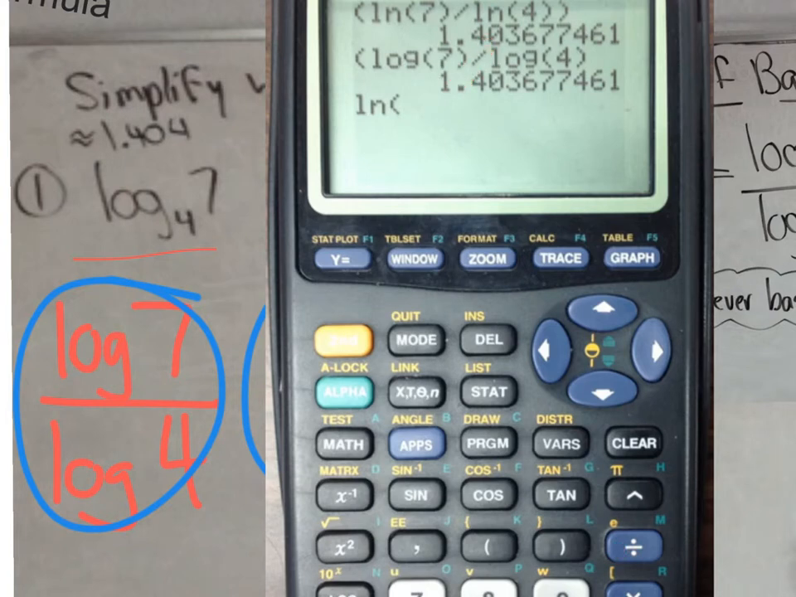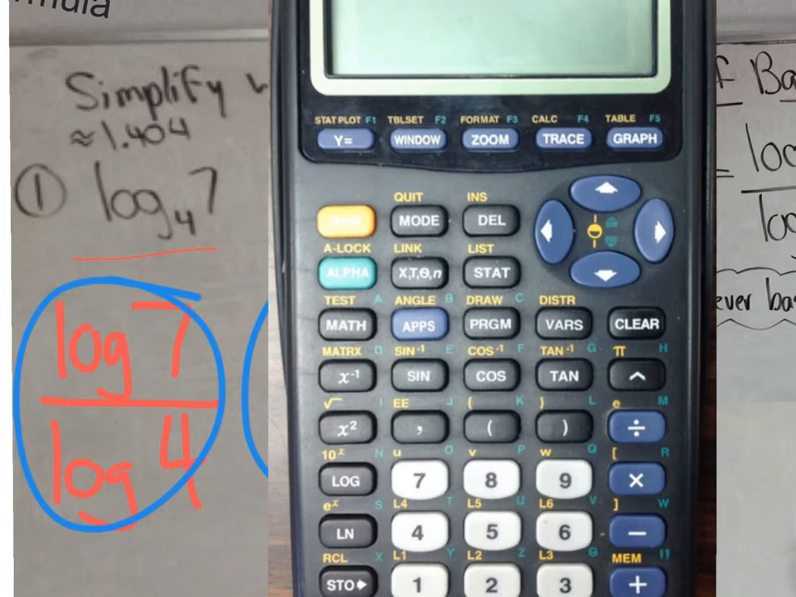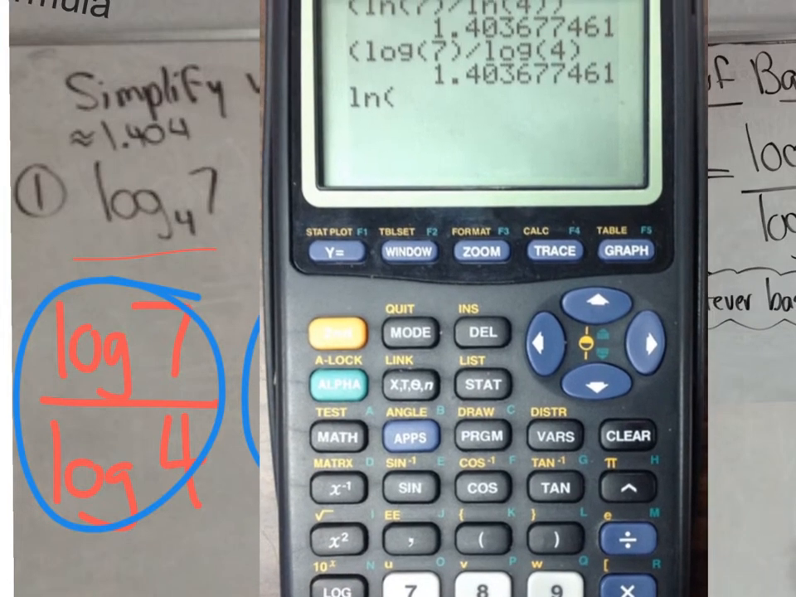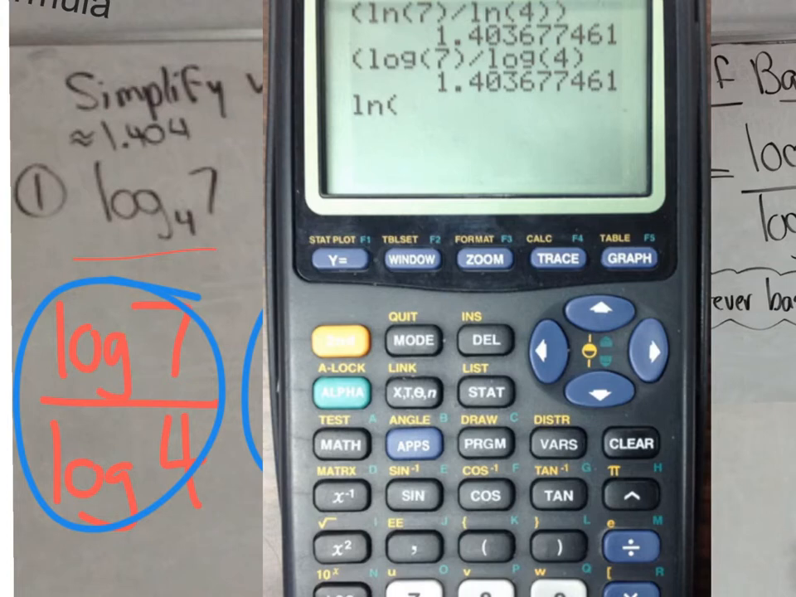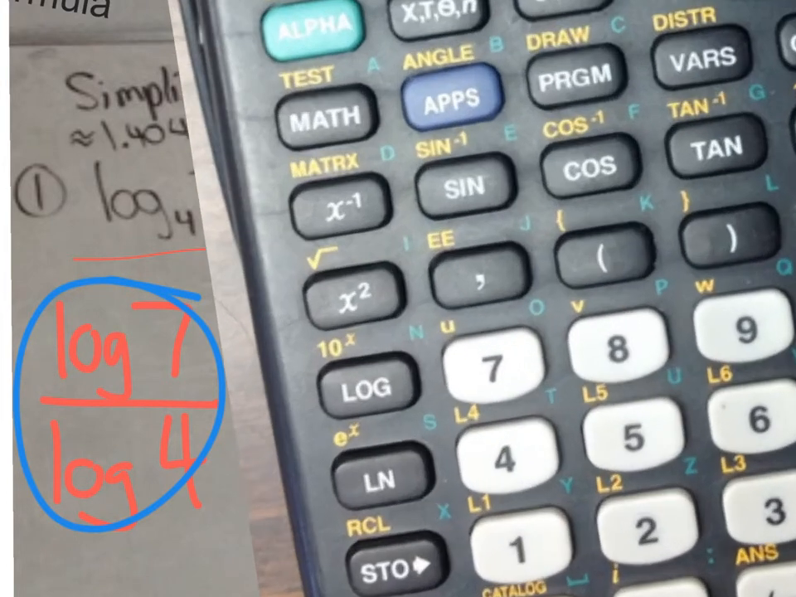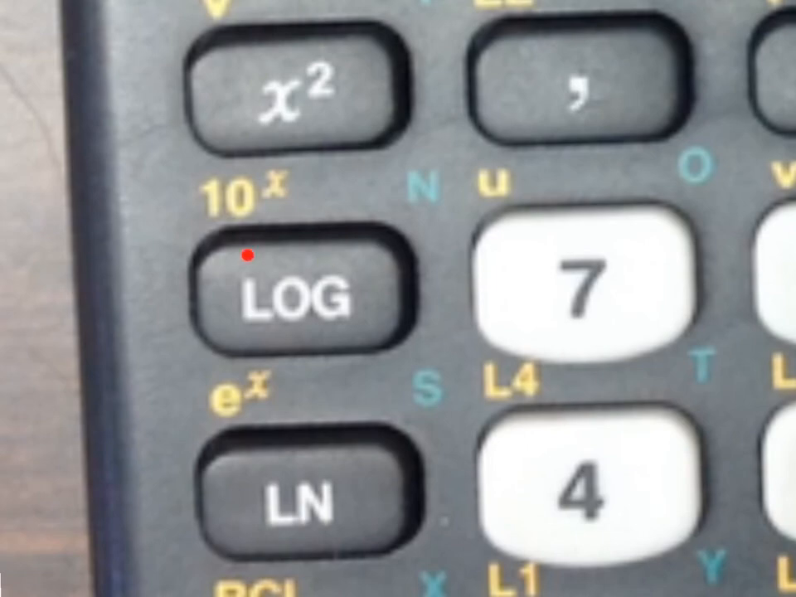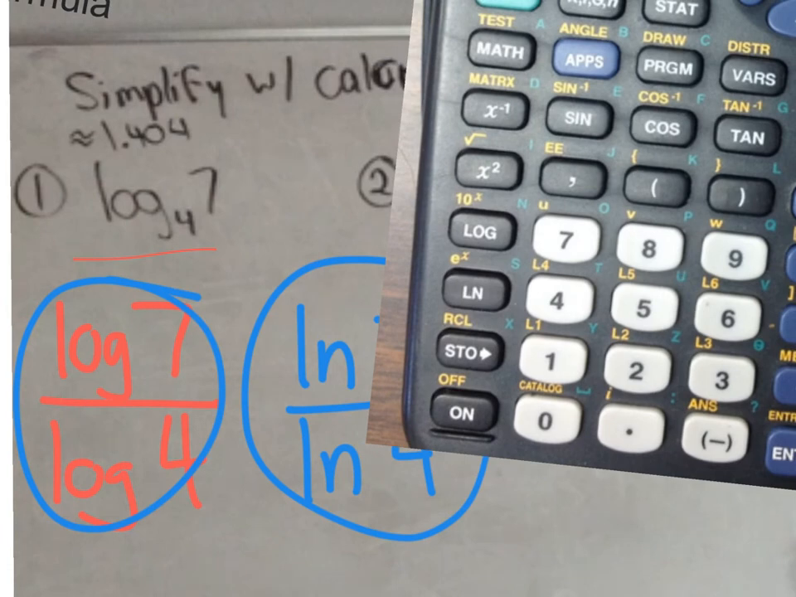And again, you type in your log button, which is right here, and it'll open up once again a log with parentheses, and you type in your 4 and close parentheses, and you're supposed to close parentheses again. I forgot to close parentheses again, but either way you still get the same exact answer, 1.404, right? So the calculator, because it does common logs right here or natural logs, it doesn't matter which of the two you change it to, you're still going to get the same answer.